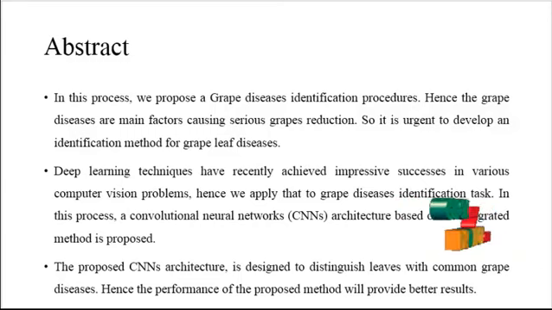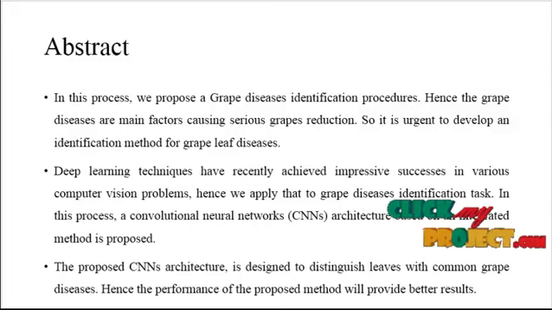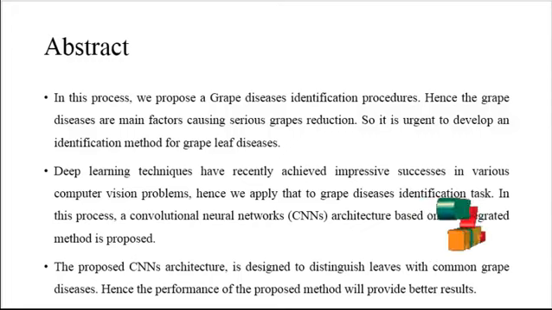In this process, a convolutional neural network, that is the CNN architecture, based on an integrated method is proposed to classify the grape disease type. The proposed CNN architecture is designed to distinguish leaves with common grape diseases, for example, leaf rot. The proposed method will provide better results than the existing one. The performance, like accuracy, sensitivity and specificity, will be estimated to justify whether our process is efficient or not.